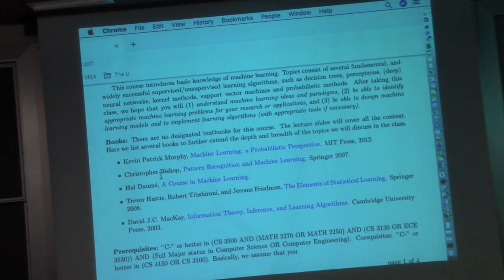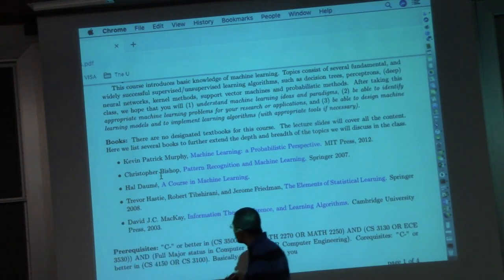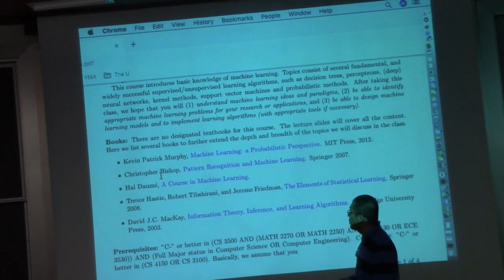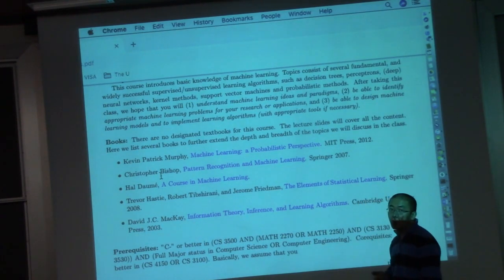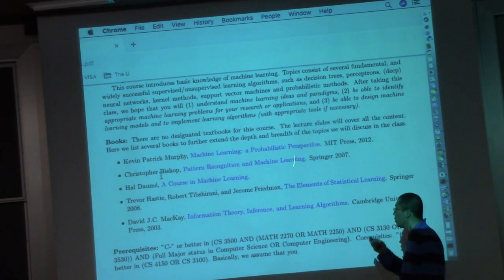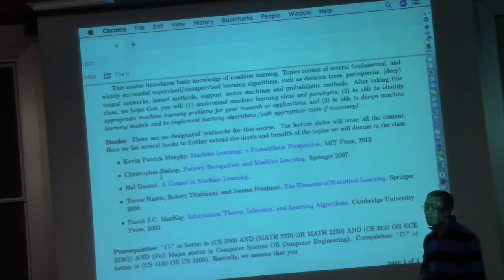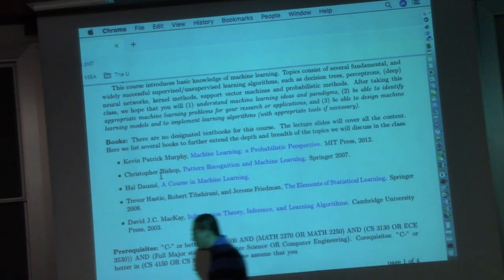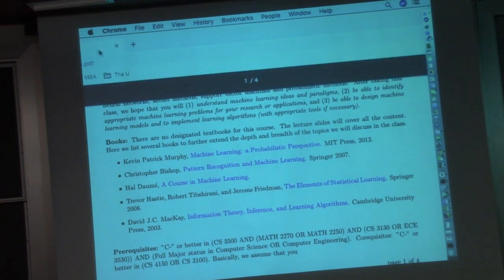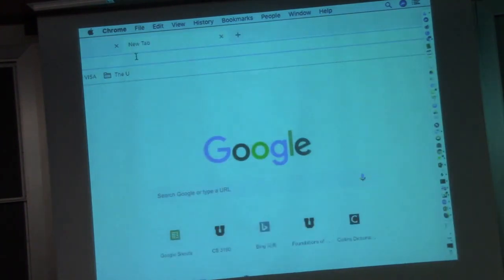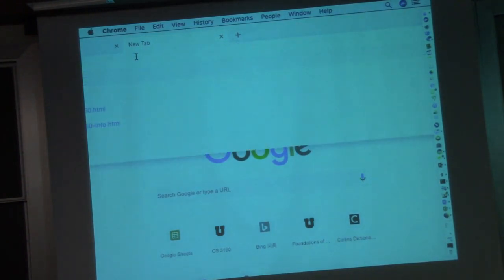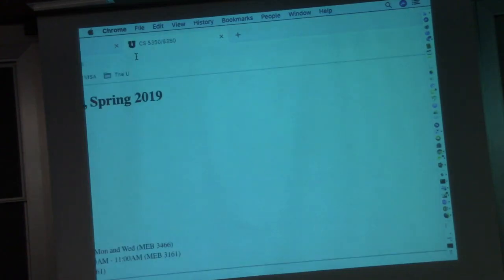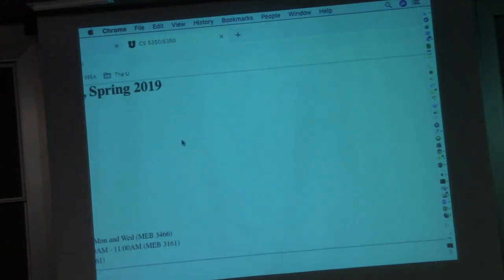Regarding books, if you want to extend the breadth or depth of this course, here we list five classical books of machine learning, and most of them are available online. You don't need to buy them or borrow them from the library. And regarding the mathematical foundations, let me show you how I find my course website.